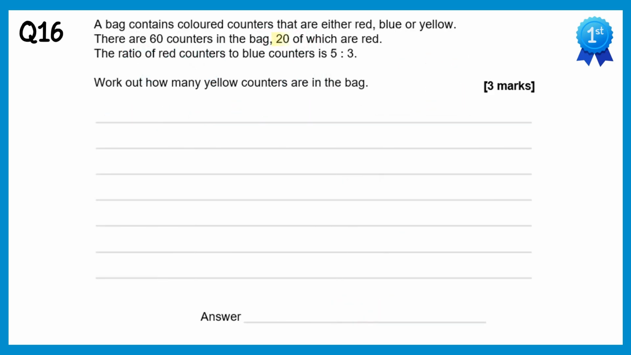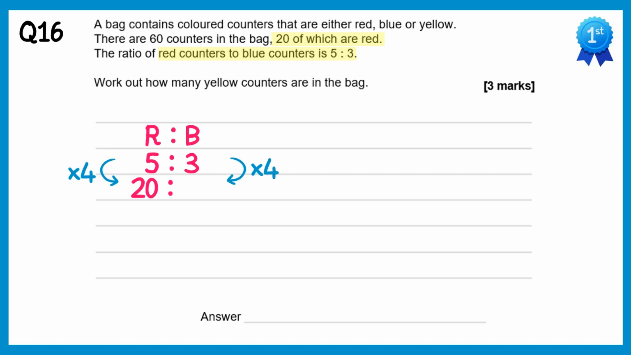In this question we have 20 counters which are red, and we're told the ratio of red to blue is 5 to 3. So if we write the ratio, red to blue is 5 to 3, and since we know there are 20 red, we can put the 20 underneath the 5. To get from 5 to 20 you times by 4, so let's do 3 times 4, which gets you 12. This tells you if there are 20 red counters, there must be 12 blue counters.